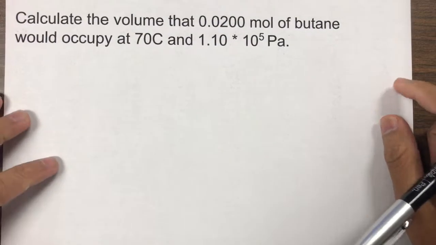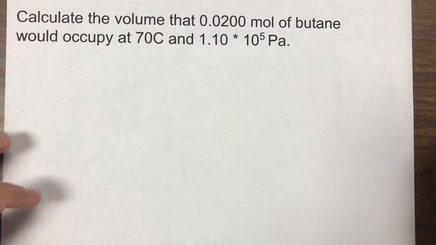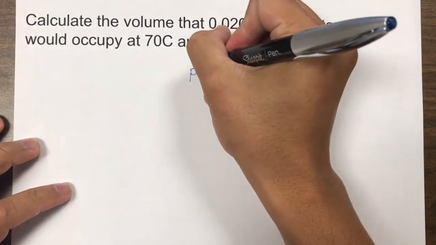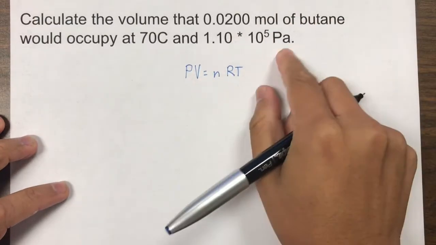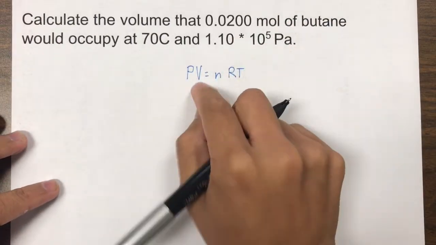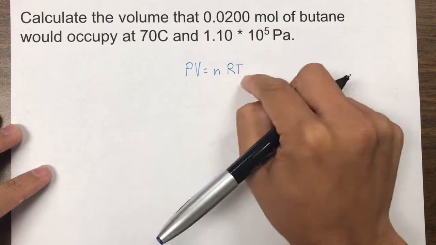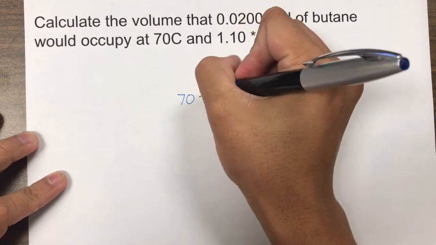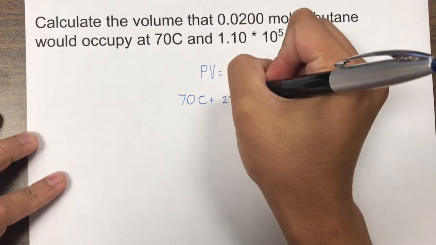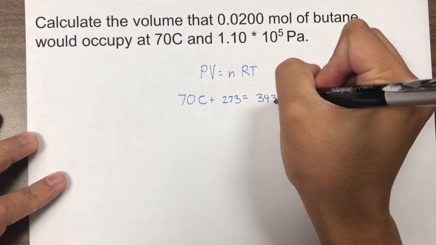Let's take a look at this problem. Calculate the volume that 0.02 moles of butane would occupy at 70 degrees and 1.10 times 10 to the 5th pascals. So we're going to use PV equals nRT. Our pressure's in pascals, that's good. Our volume, we're calculating that. Our n is in moles. We have our gas constant. T needs to be in Kelvin, so 70 C plus 273 should give us 343 Kelvin.